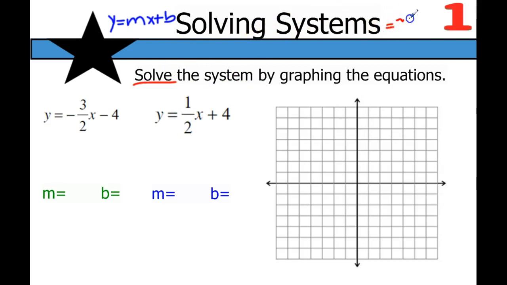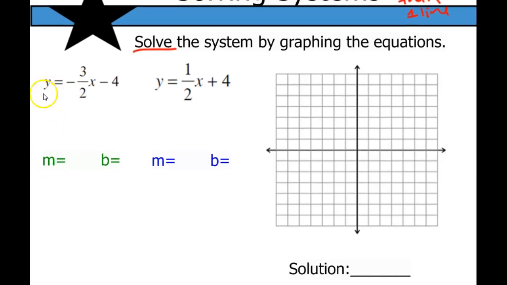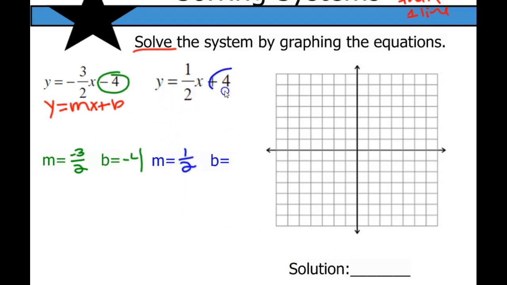System just means that there's more than one line, which we have right here, more than one line. So let's graph both of these. These are in the form y equals mx plus b. So this first one, m, or our slope, is negative 3 over 2, and b on the end here is a negative 4. The second equation, same thing. M is 1 over 2, or 1/2, and b is 4.